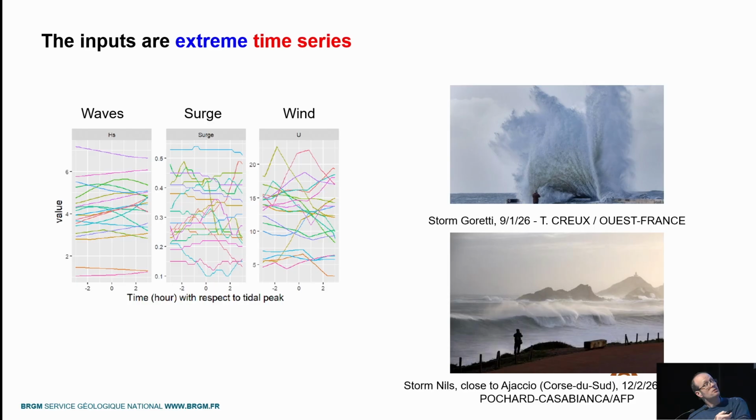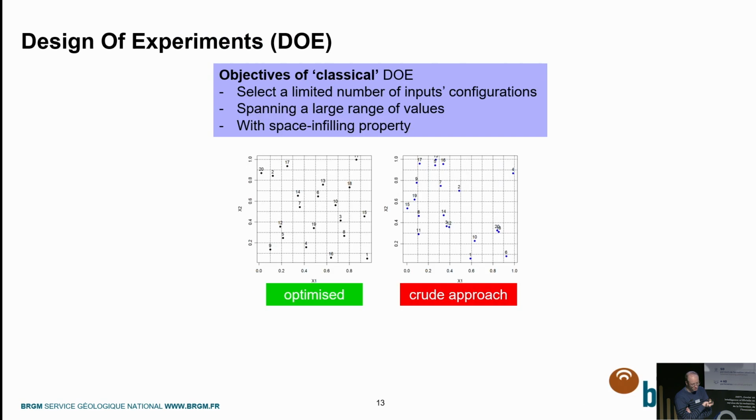And on the right, I try to illustrate that we are using something which is also extreme. Those are two examples of waves due to Goretti, a recent storm in January, and we are still experiencing the effect of Nils. This also illustrates the extreme character of the waves that we have to inject in the numerical simulator. So this kind of problem is challenging for designing the computer experiment that I told you about before.